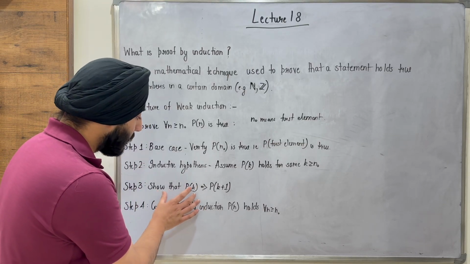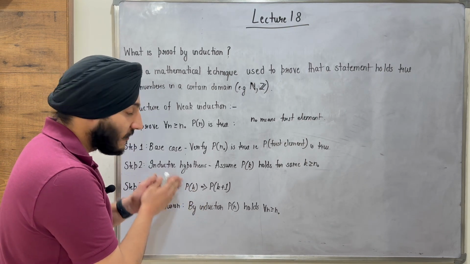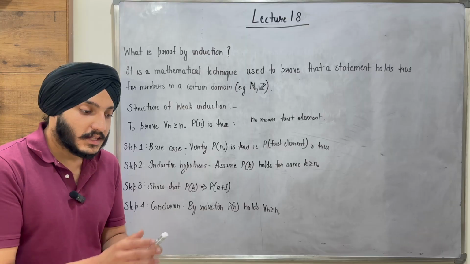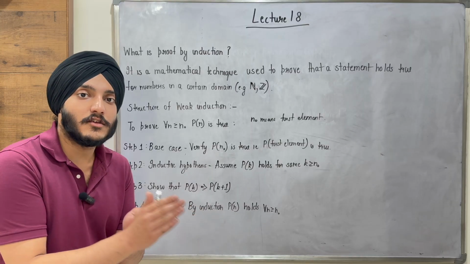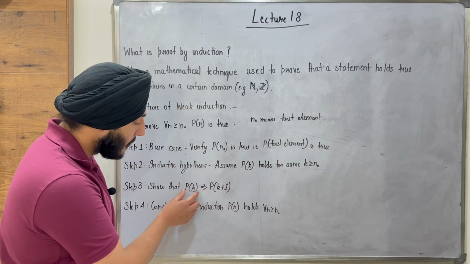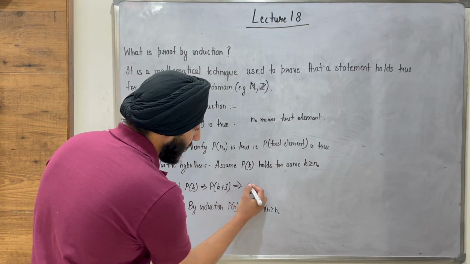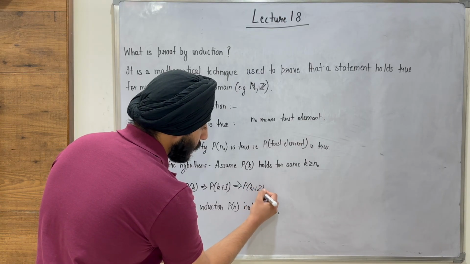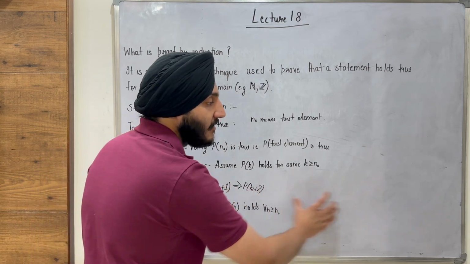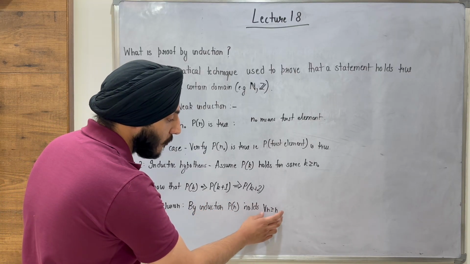Now, in the next step, which is the third step, we show that if we assume that Pk is true, then it implies that Pk plus 1 is true. What I'm trying to do is prove that if this statement is true, then the next one also has to be true. And this is where the domino effect plays. So think about it: if Pk is true, then this implies that Pk plus 1 is true, which further would imply Pk plus 2 is true. This will create a domino effect which goes until the very end, and finally we can conclude that by induction, it holds for all the numbers in our set.